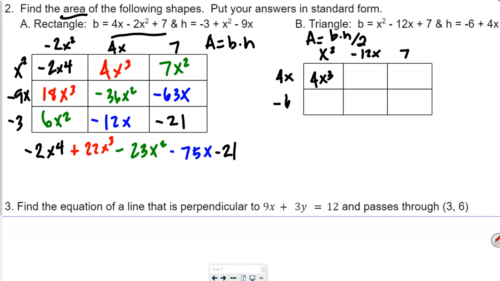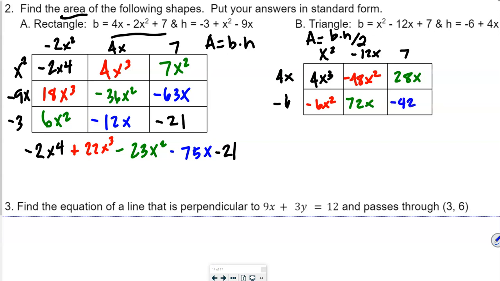Then I'm going to do negative 12x times 4x, which would be negative 48x squared. X squared times negative 6 is negative 6x squared. Then once again, we're going to do our 7 times our 4x, that's 28x. Negative 12x times negative 6 would be 72x. And then 7 times negative 6 is negative 42.